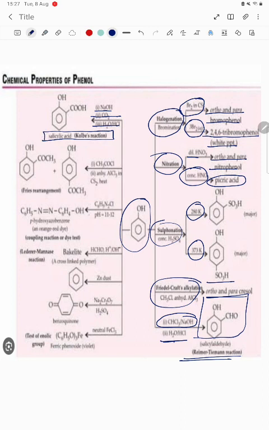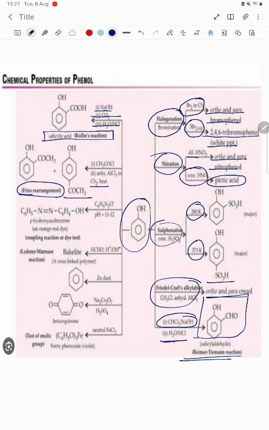Here, this reaction is not there in CBSE, but if you are treating with acid chloride in the presence of anhydrous AlCl3 in CS2, it is going to give para hydroxy acetophenone. This is called Fries rearrangement. Ortho hydroxy acetophenone and para hydroxy acetophenone.